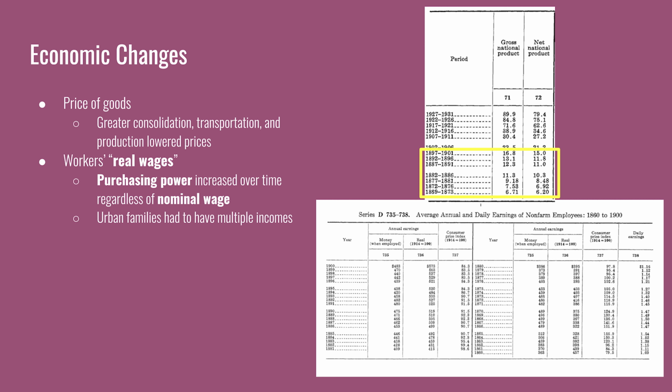on. The price of goods decreased due to greater consolidation from the large businesses, greater amounts of transportation that made shipping goods faster and cheaper, and the production of goods increased. When the supply of goods increases, the prices will also go down.